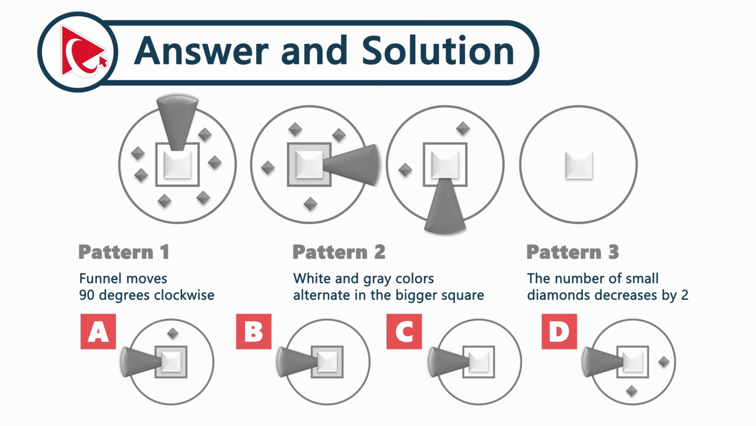In target shape, the funnel should point at 9 o'clock position. The large square should have a darker background. And there should be no small diamonds in the large circle. Based on this logic, the correct answer here is choice B.